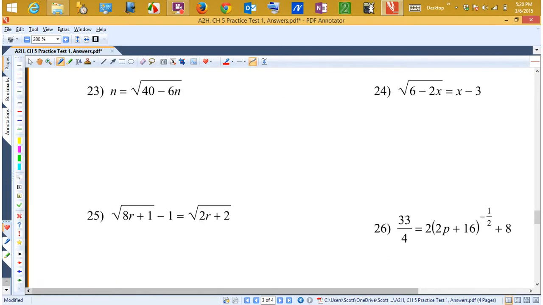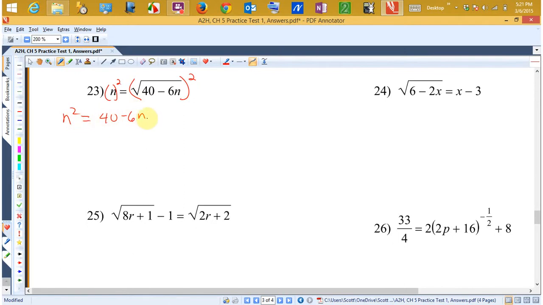Now let's do the next one. The radical is already on a side by itself. It's already isolated, so I'm ready to square both sides. So I'm going to square this side, square this side. So what I'm going to have is n squared is equal to 40 minus 6n.